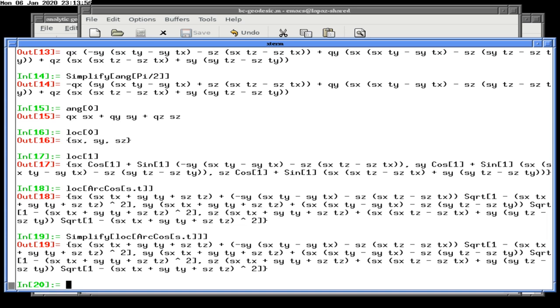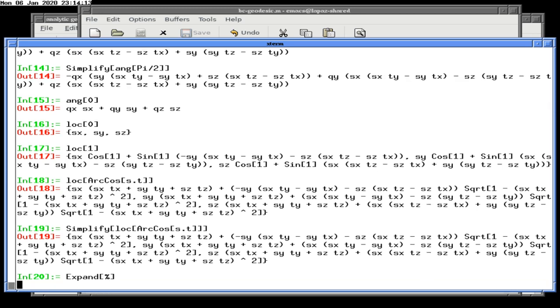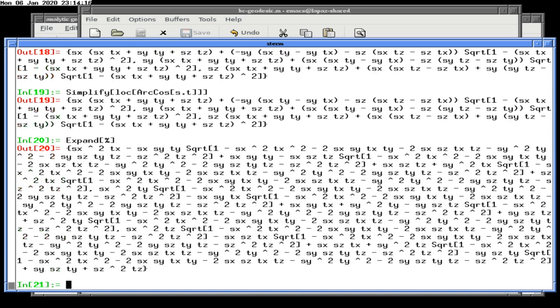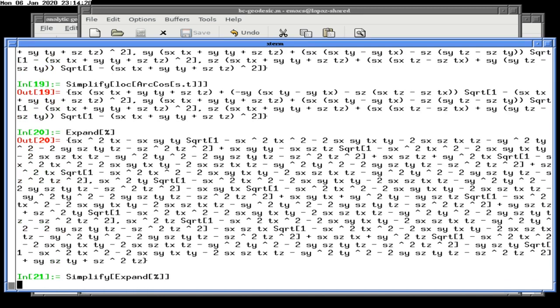That really should work out to be T. But, okay, that worries me slightly. I guess we have to expand that. I don't know if it knows how to expand, but it does. Then we can simplify the expansion. Sometimes this works when plain simplify doesn't work.